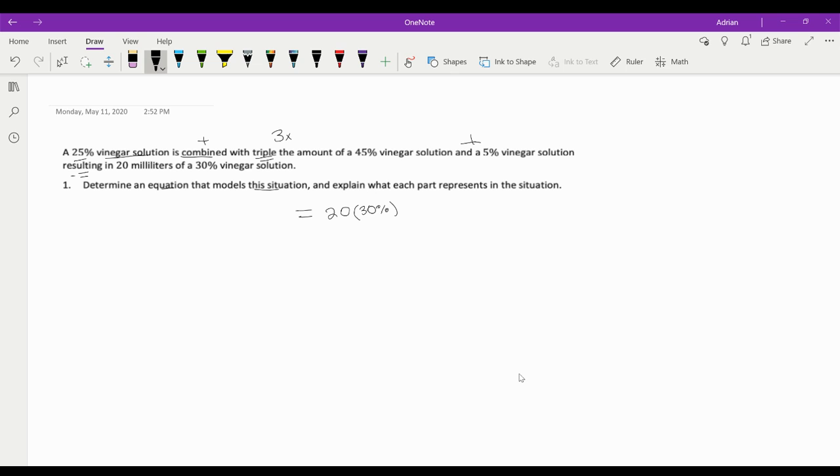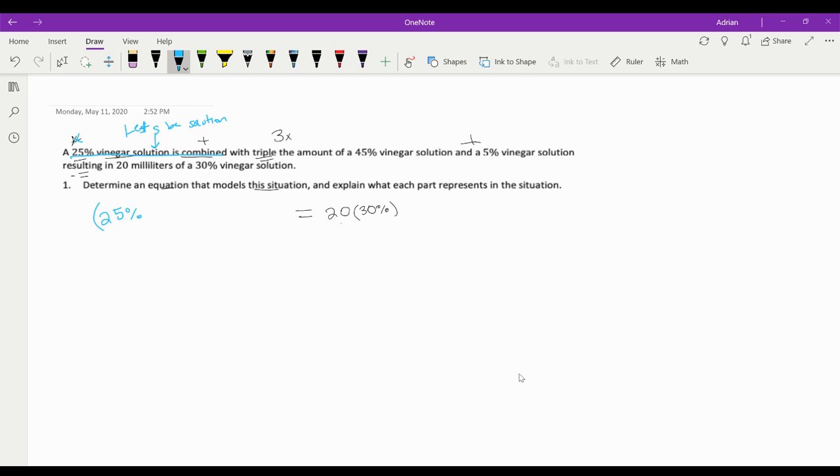Now my first term, I'm going to make this blue so we can see it. A 25% vinegar solution is combined with, so it's 25% of a solution. Now, this one was 20 right there, 20 milliliters. We're not given the milliliters. We just know it's a solution. So we're going to let S be the solution for however many milliliters there are.